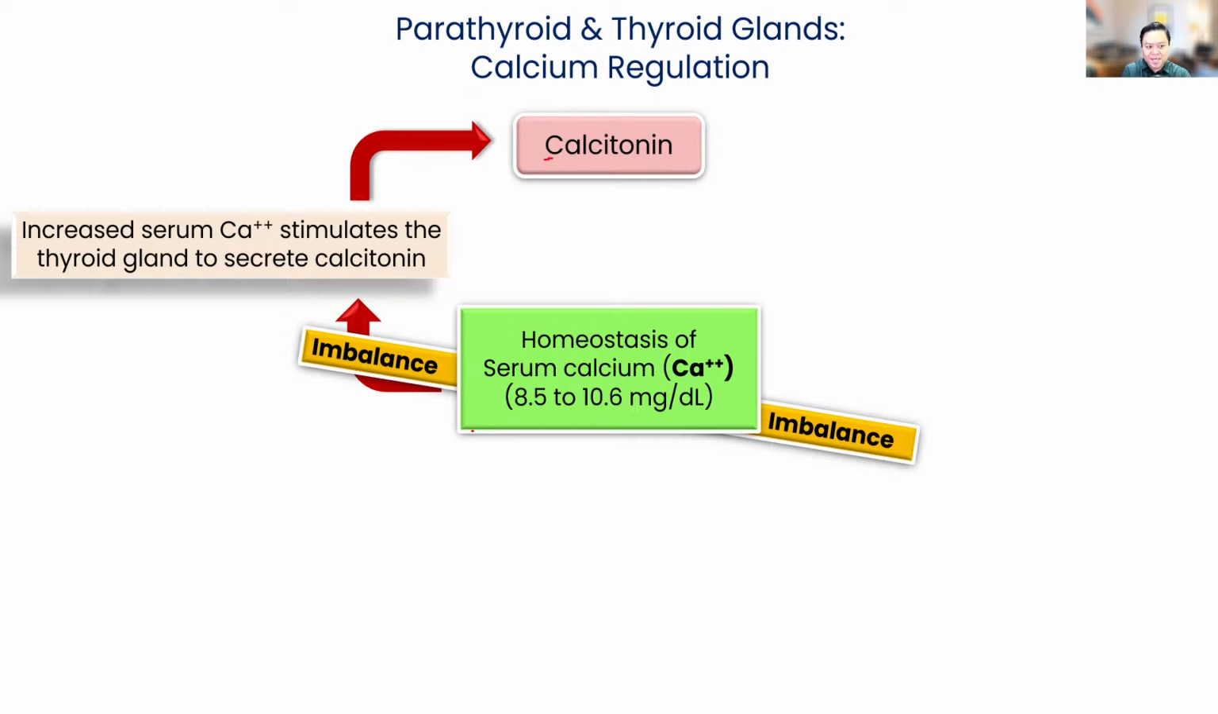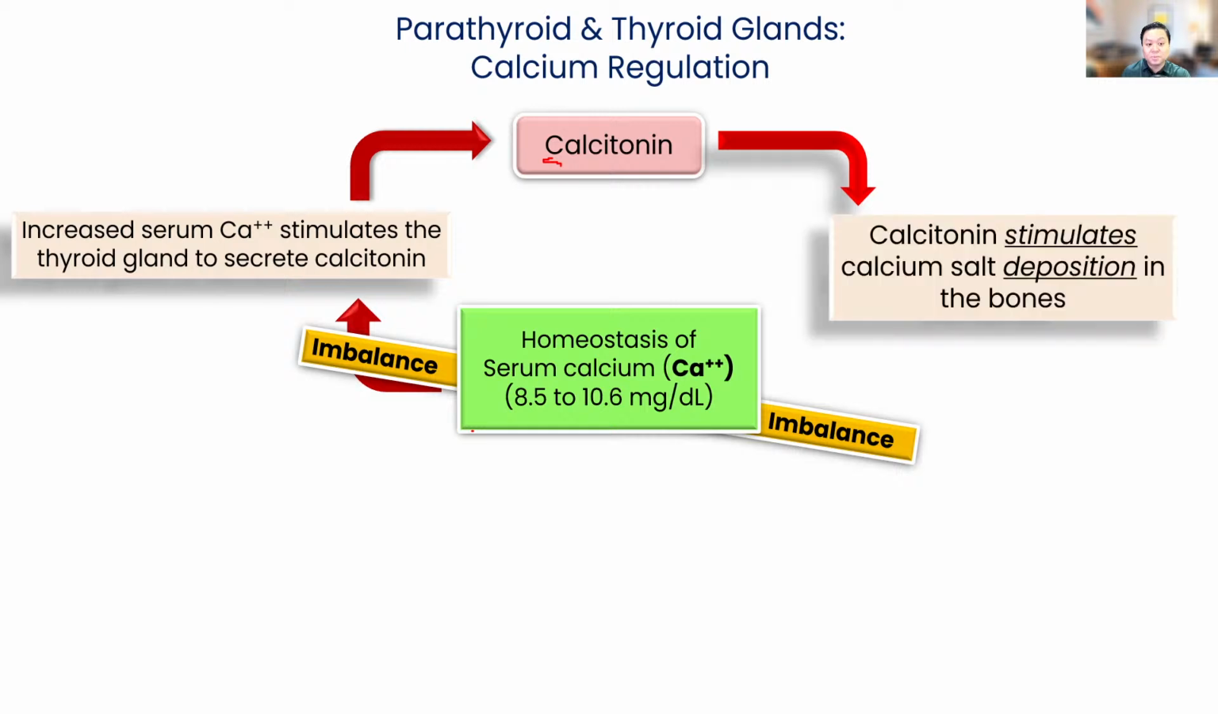Hypocalcemia. Take note of the word calcitonin. So what happens if there is now a secretion of calcitonin in the bloodstream in response to the excess calcium level? This will allow the deposition of those calcium ions into the bone. The calcitonin will promote these calcium ions to be stored into the bone tissues.